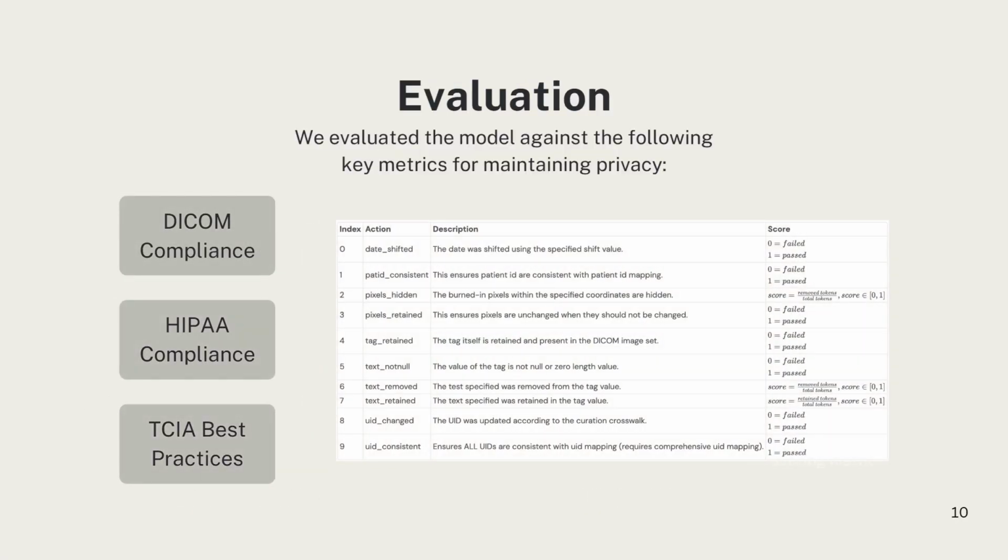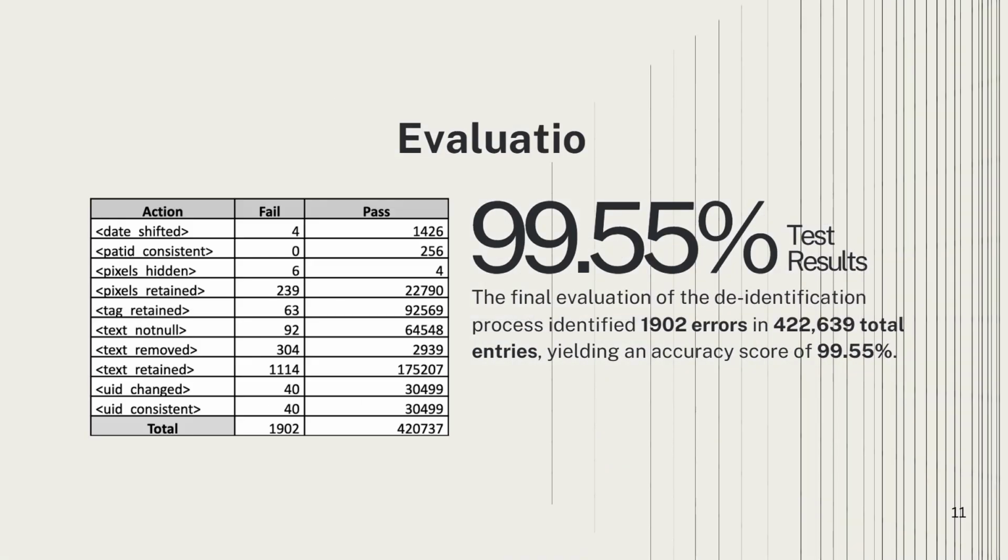To assess the effectiveness of our de-identification model, we verify output against the answer key that follows TCIA de-identification standards. Actions are categorized into three main categories: DICOM compliance, HIPAA compliance, and TCIA-based best practices. Moreover, the scores are determined as a percentage of successfully completed actions against the total required actions in the table. For the final submission, our model received a score of 99.55% accuracy, with only 1,902 incorrect outputs out of roughly 422,000 total entries.